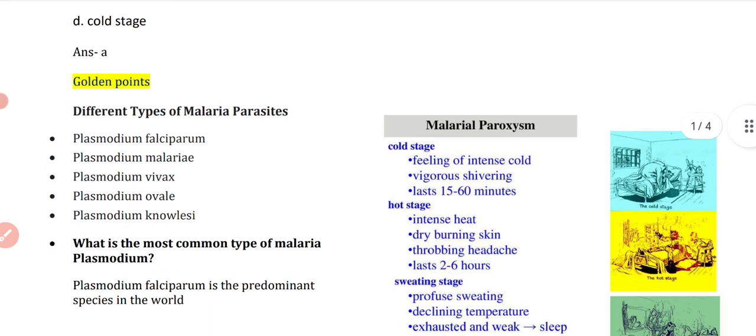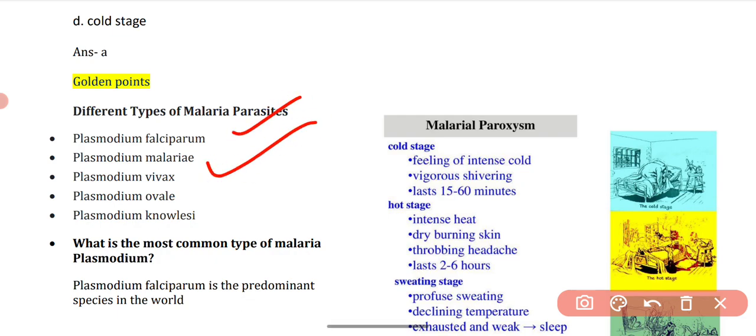So let's see the golden points. Different types of malarial parasites which cause malaria. So what are all the different types? Plasmodium falciparum, Plasmodium malariae, Plasmodium vivax, Plasmodium ovale, Plasmodium knowlesi. And which is most commonly causing malarial disease? Plasmodium falciparum and Plasmodium vivax. Among these, the most common one is Plasmodium falciparum.